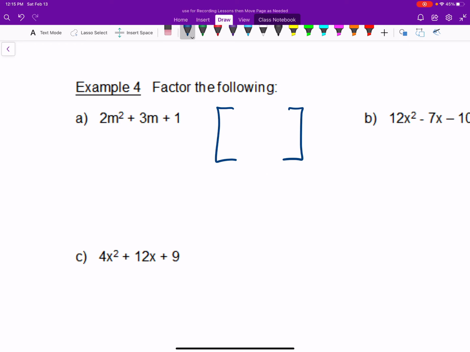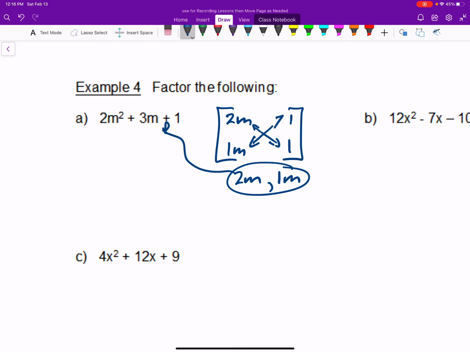So factors of 2m squared would be 2m and 1m. Those are my only possibilities. Factors of 1 are 1 and 1. That makes it pretty simple, doesn't it? Because then when I do my diagonal multiplication, I'll get 2m and I'll get 1m. That's what has to add together to give me the middle term, and 2m and 1m does go together.